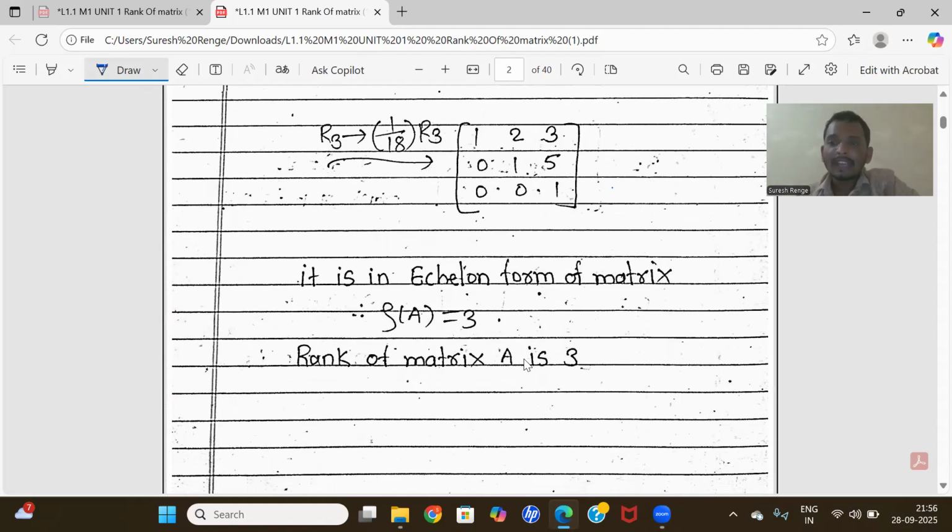So what is the definition of rank? The number of non-zero rows available in the echelon form of a matrix is called the rank of the matrix. Okay, this is the first question we discussed here. Now we are stopping here. Okay.